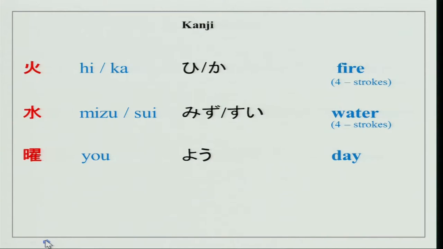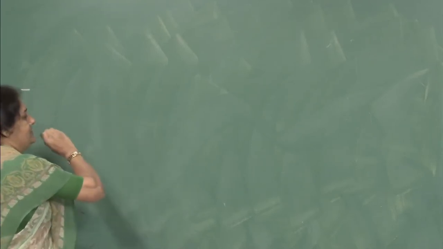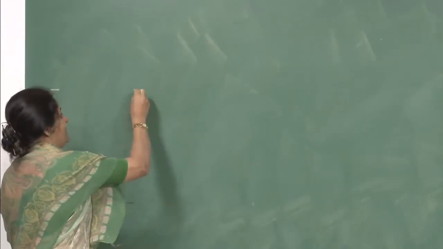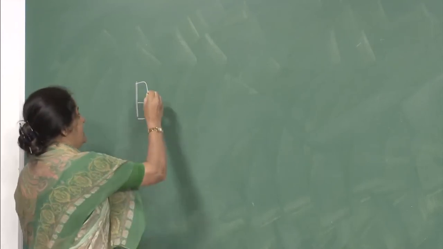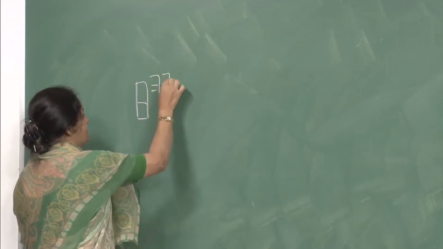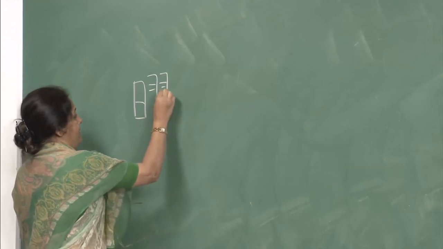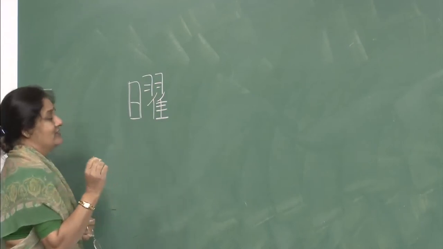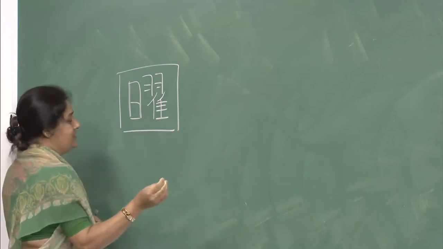Yobi. Yobi is day: Getsuyobi, Kayobi, Suiyobi, Mokuyobi. It's a difficult character, but is made out of 3-4 characters. Now, you will see this character you have done, Nichi, which means day. Now, this over here means wings of a bird. And this means a bird itself, a fat bird. So, yo is a complicated character of about 18 strokes.